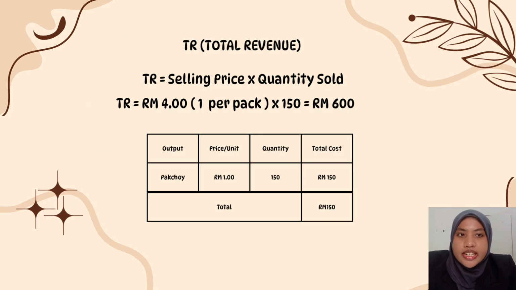So now we talk about TR. TR is total revenue. TR is selling price times quantity sold. For TR, we can say 4 ringgit for one packet times 115, and we get 600 ringgit. Now, for output, we have pak choy. Price per unit, we have 1 ringgit. Quantity, we have 115. Total cost, we have 150 ringgit. So for our total, we have 150 ringgit.